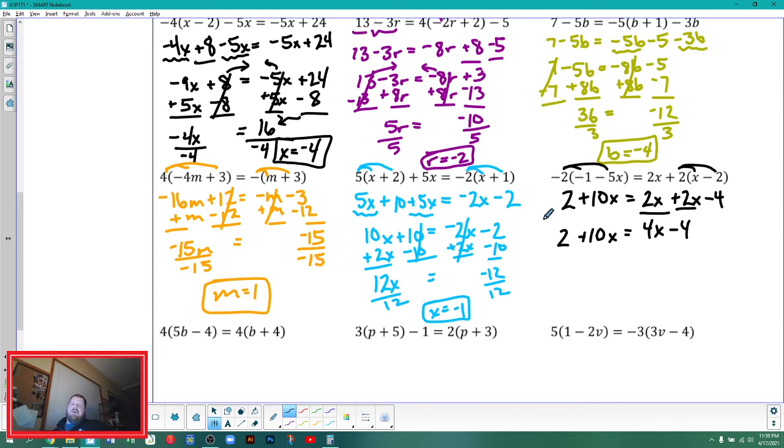Let's continue with our pattern of moving our x's to the left and numbers to the right. So we'll subtract 4x, and subtract 2, subtract 2. Well, it looks like we might have one of those easier answers again. 2 minus 2 is 0. 10 minus 4 is 6x. 4x minus 4x is 0. And -4 minus 2 is negative 6. Divide by 6. Negative 6 divided by 6 is negative 1.